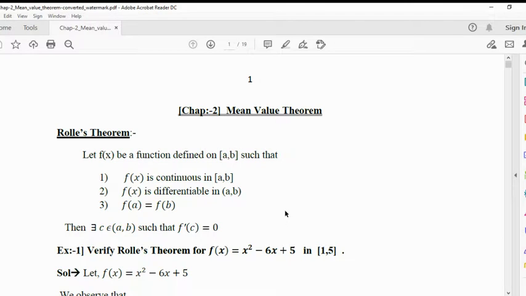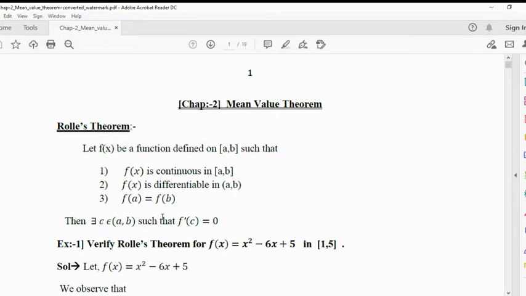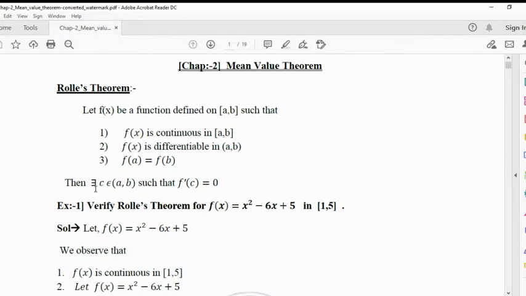Now we first start Rolle's theorem. Let f of x be a function defined on closed interval [a, b] such that f of x is continuous on closed interval [a, b], f of x is differentiable on open interval (a, b), and f of a is equal to f of b. Then there exists c belonging to open interval (a, b) such that f dash c, meaning derivative of f of x at c, is equal to 0.